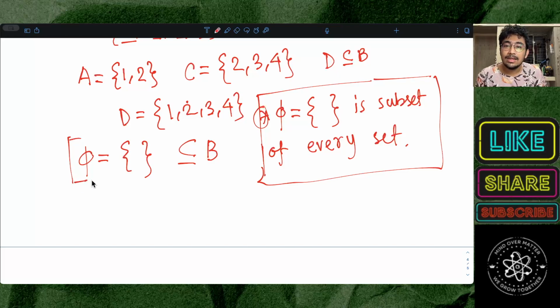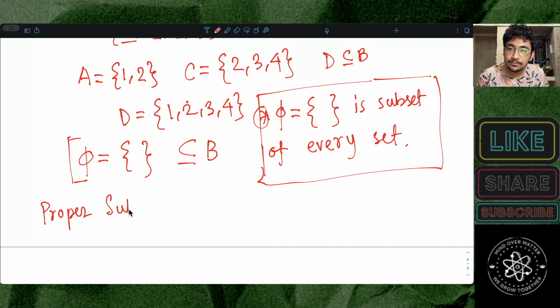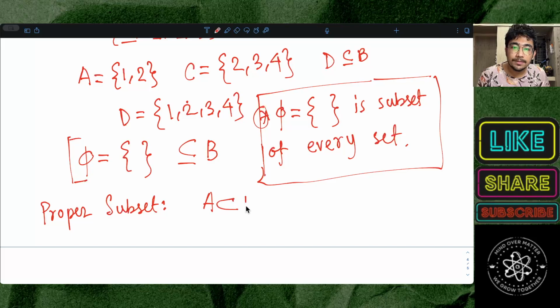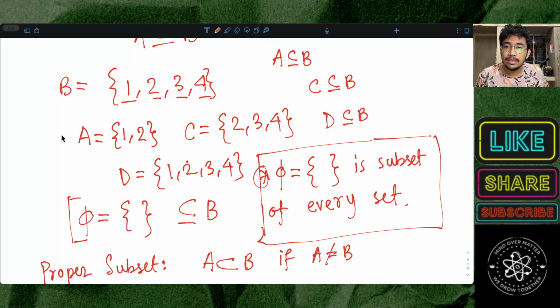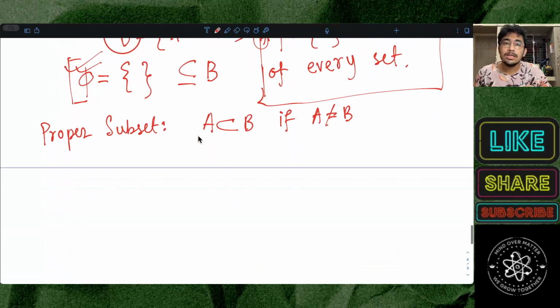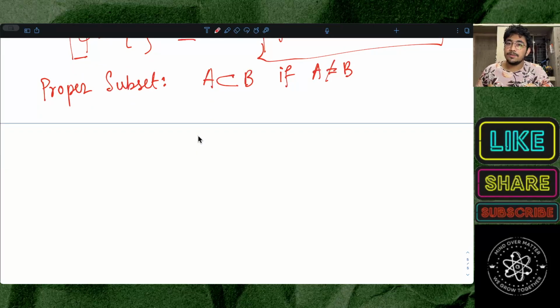Another thing is called proper subset. What is a proper subset? A is a proper subset of B if A is not equal to B. So in our previous example, A is also a proper subset of B. C is also a proper subset of B. Phi is also a proper subset of B. But D is not a proper subset of B. D is a subset of B. So this is the definition of a proper subset.